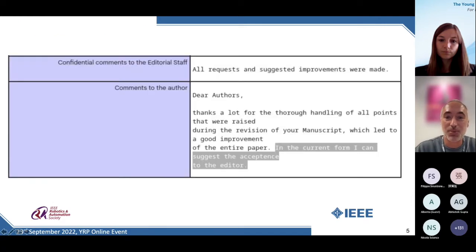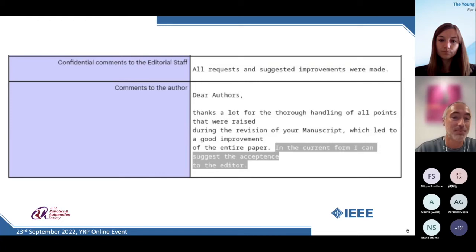So I just have an example from today. Today, a colleague of mine received this review, okay? And you see in this review, the reviewer said everything looks good. So in the current form, I can suggest the acceptance to the editor. That's not good. You don't have to write this in the text. This decision needs to be taken by the editorial board.